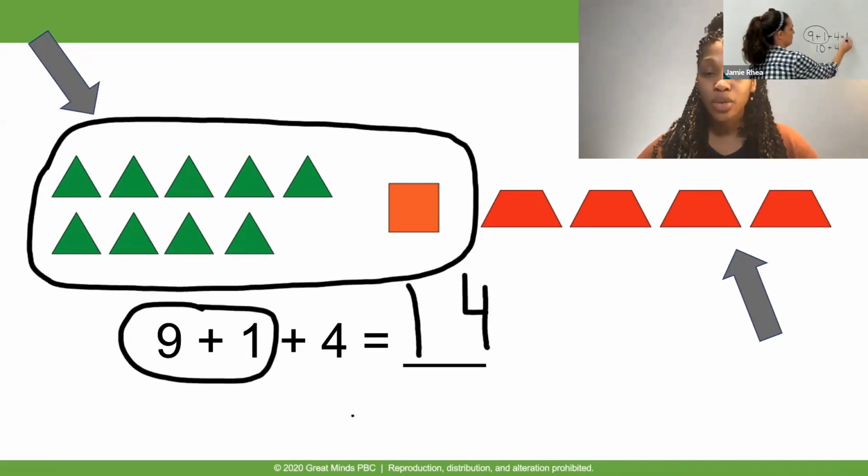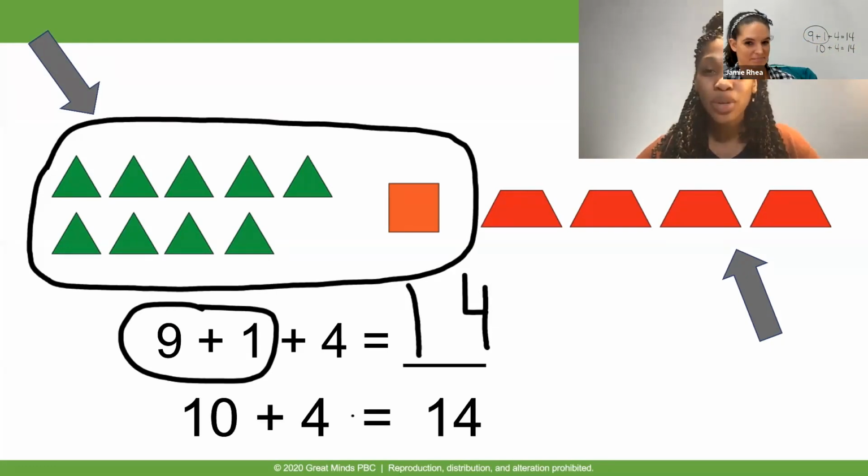I want you to use your personal whiteboard to make a new number sentence starting with 10 that shows we solved our problem. We took 9 and 1. I wrote 10 and we brought our 4 down. 10 plus 4 equals 14. Did you say 10 plus 4 equals 14?